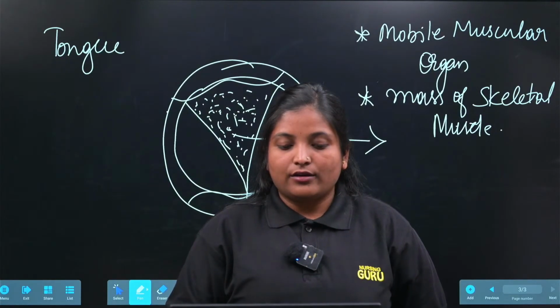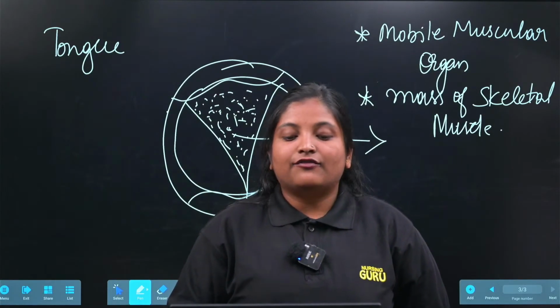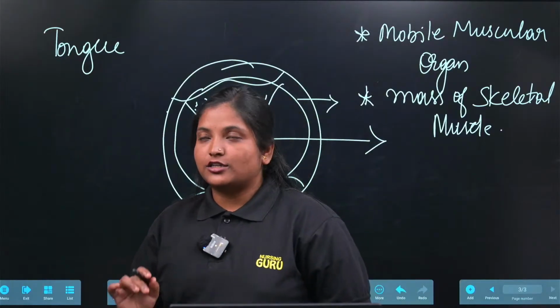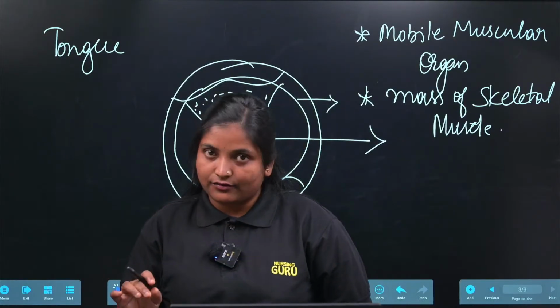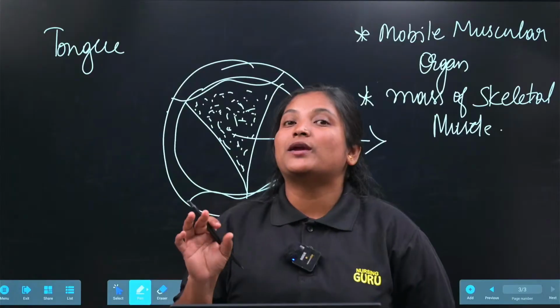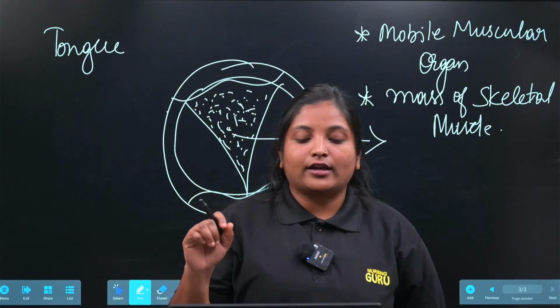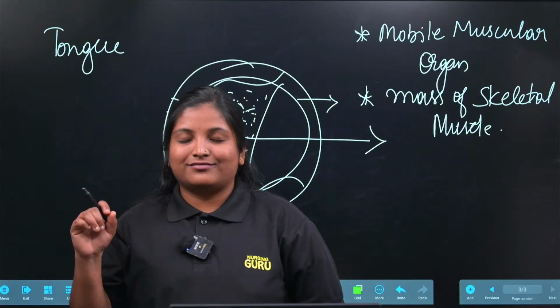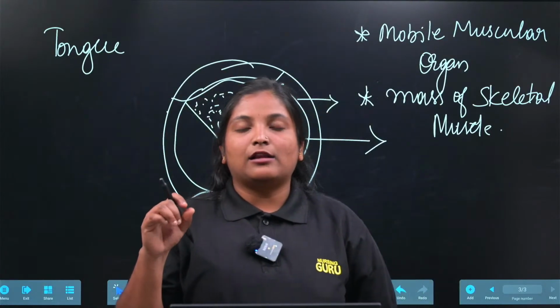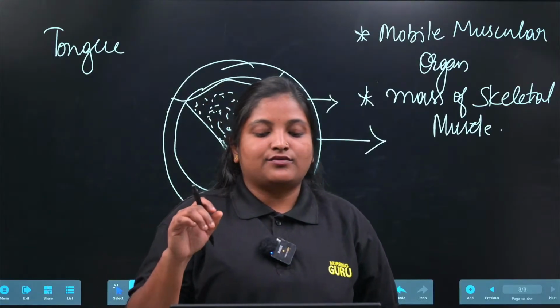Now we can see the functions of the tongue. The first one is taste. The second one is speech. To speak, we need the help of the teeth, and the tongue will help in speaking.